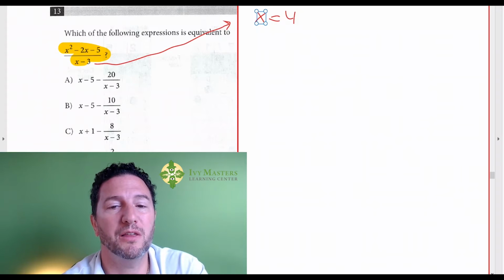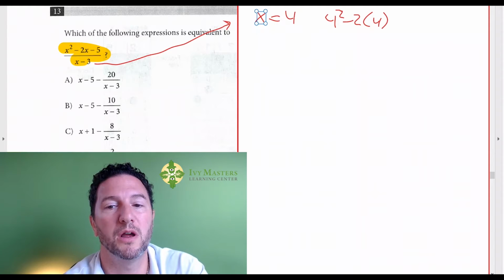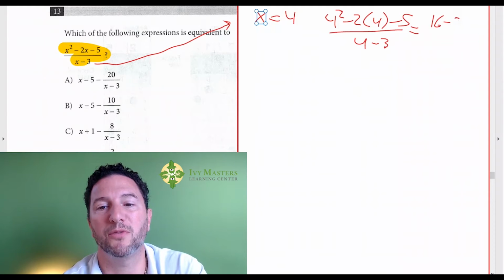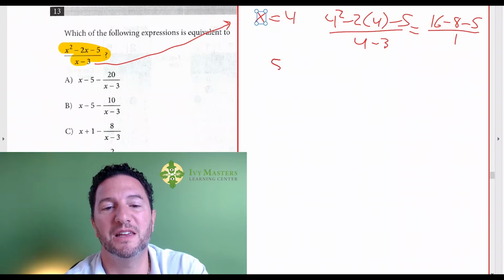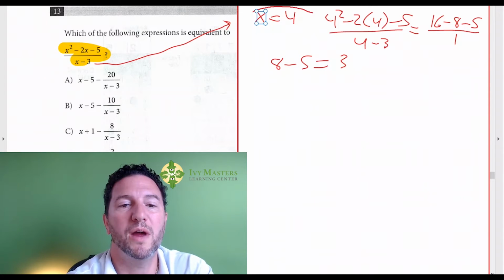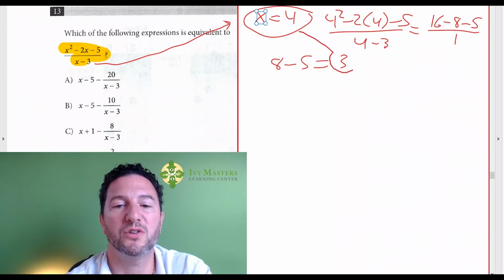So when I plug it into the original, in place of every x I put 4. So it becomes 4 squared minus 2 times 4 minus 5 over 4 minus 3. And then 4 squared is 16, 2 times 4 is 8, minus 5 over 1. 16 minus 8 is 8, minus 5, and over 1 is just 1, so that's going to give you 3. So when x is 4, the answer to the question is 3.